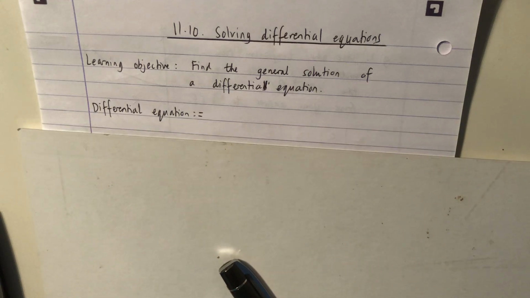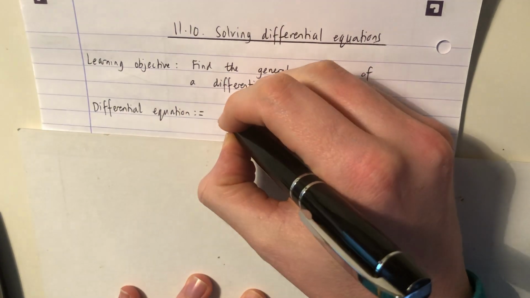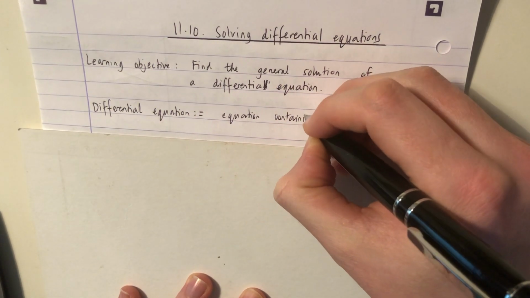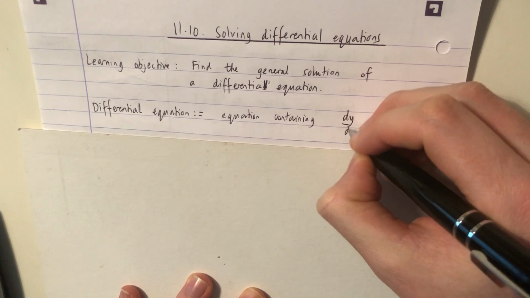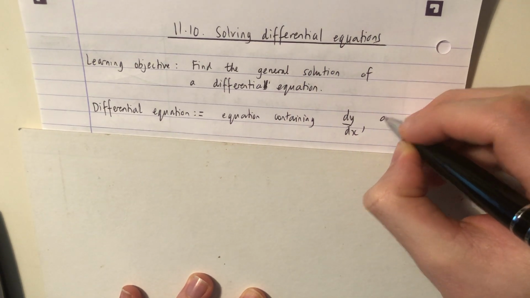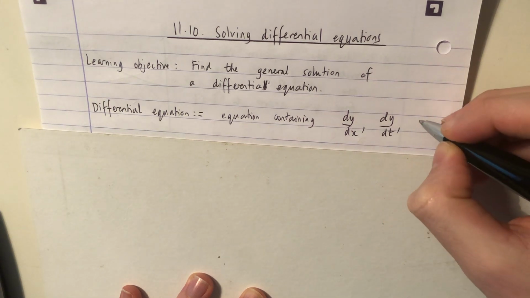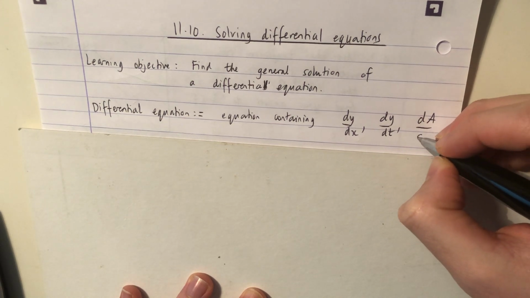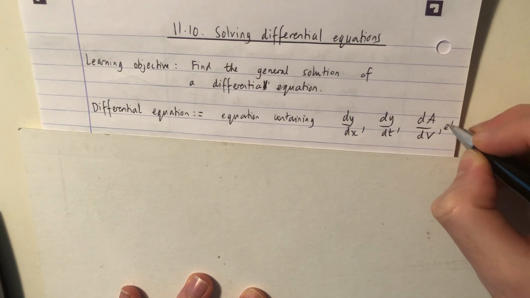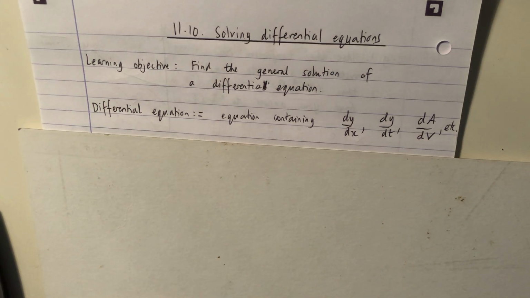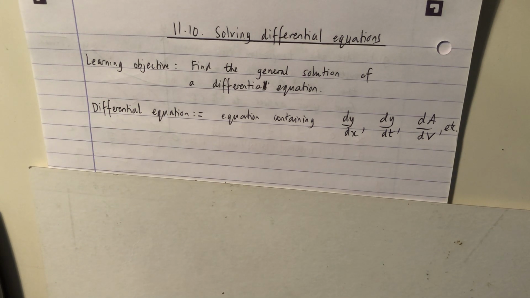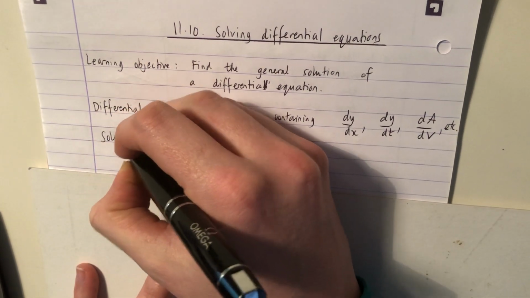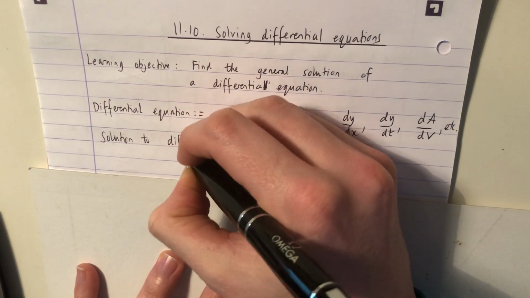Just a quick reminder of what a differential equation is. It is an equation containing some derivatives. So dy by dx, say, dy by dt, could be different letters, dA by dv, etc. It's going to just contain a dy by dx. Now the key thing with differential equations is the solution to differential equations isn't a number.